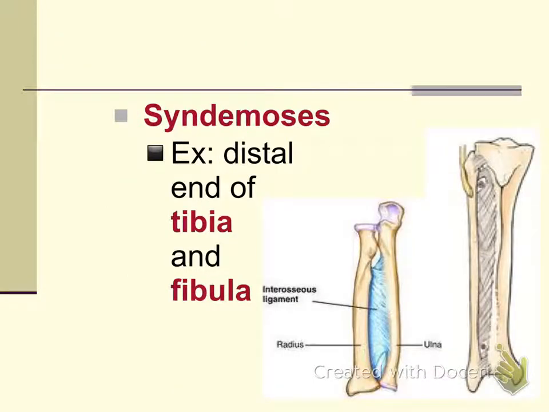Syndesmoses are another type of fibrous joint, and they are found between the distal portion of the tibia and fibula here, and in the distal portion between the radius and the ulna. In those places it is completely filled in with fibrous tissue, and there is little or no movement.